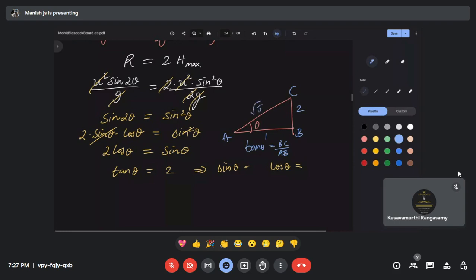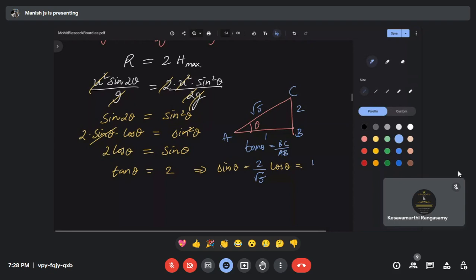If you have this triangle ready, what are the sine and cos values from this triangle? Sine value will be opposite upon hypotenuse, which is 2 by root 5. Exactly, it's 2 by root 5. What about cos?